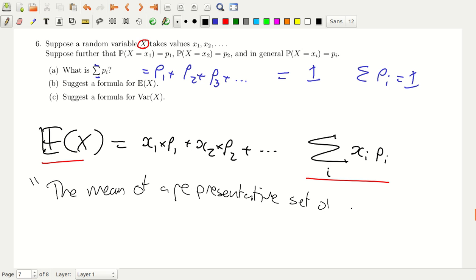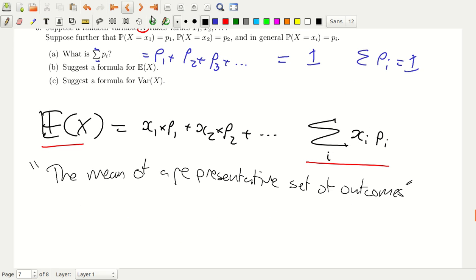set of outcomes. So if you have lots of observations of this random variable X, you spin a roulette wheel lots of times, you roll a die lots of times, and you happen to get a set of outcomes which is completely representative of the probabilities, then their mean will correspond to the expected value of the variable capital X. Finally, the variance.